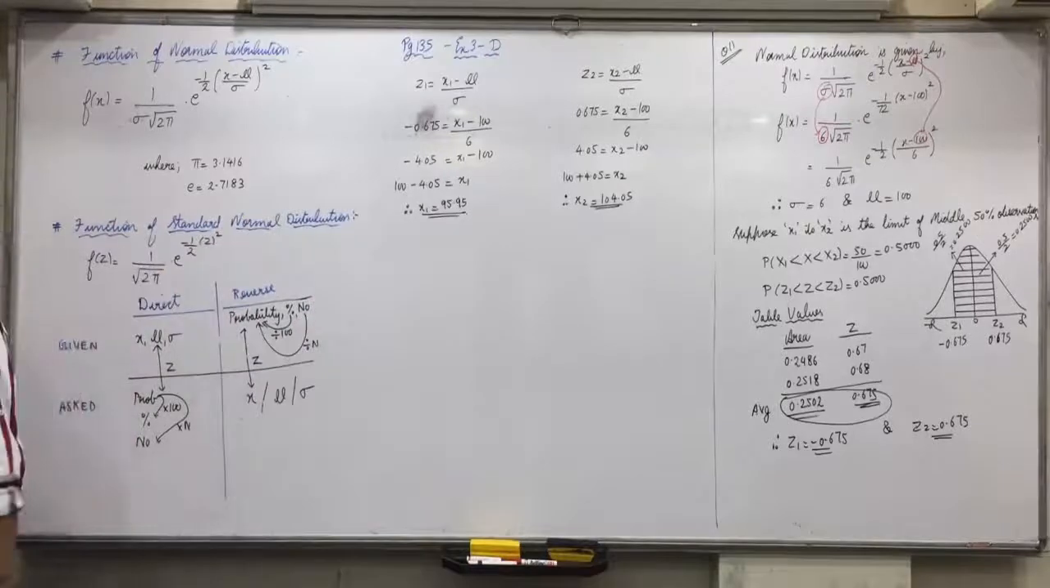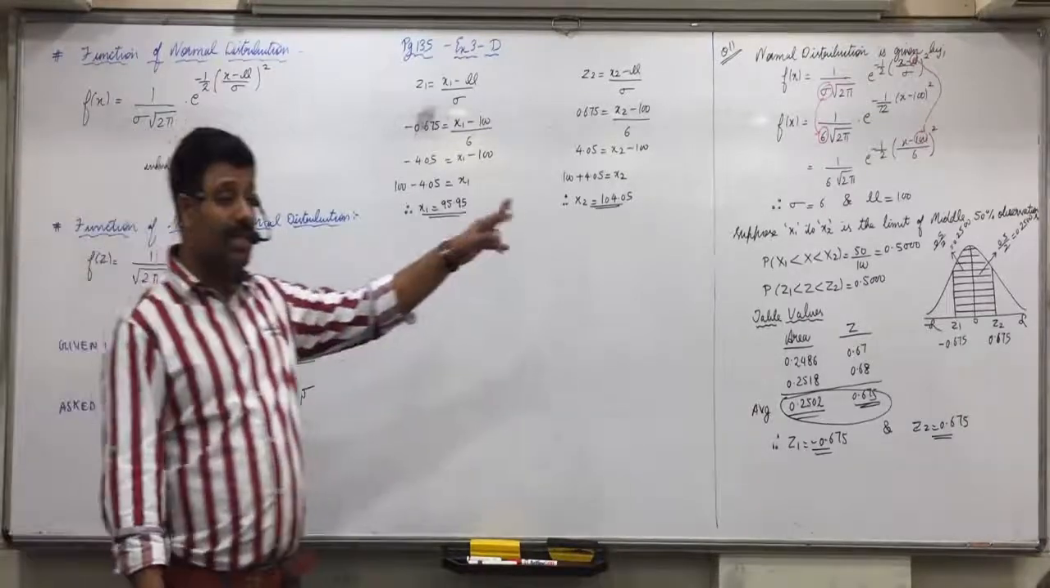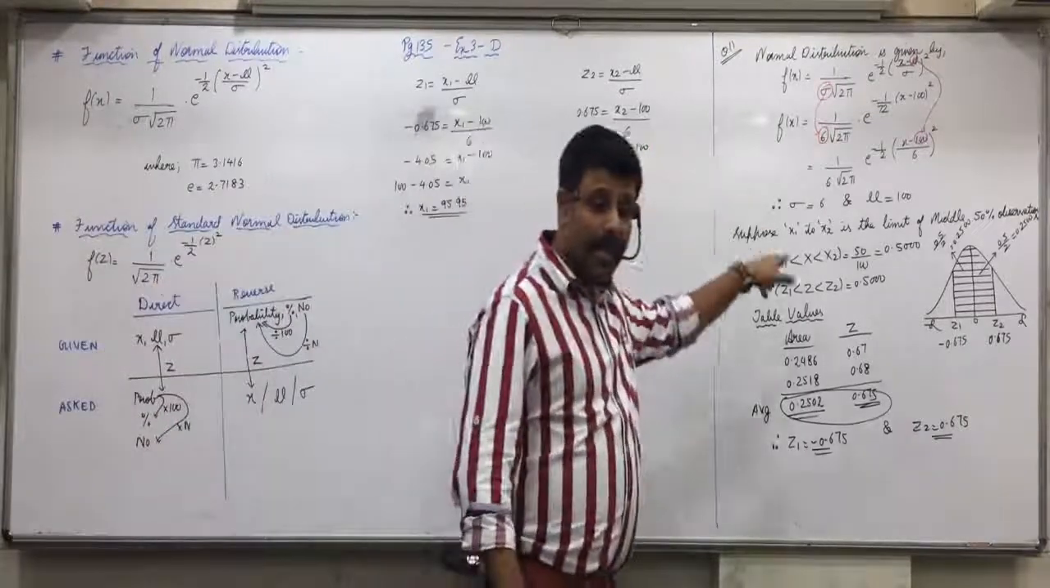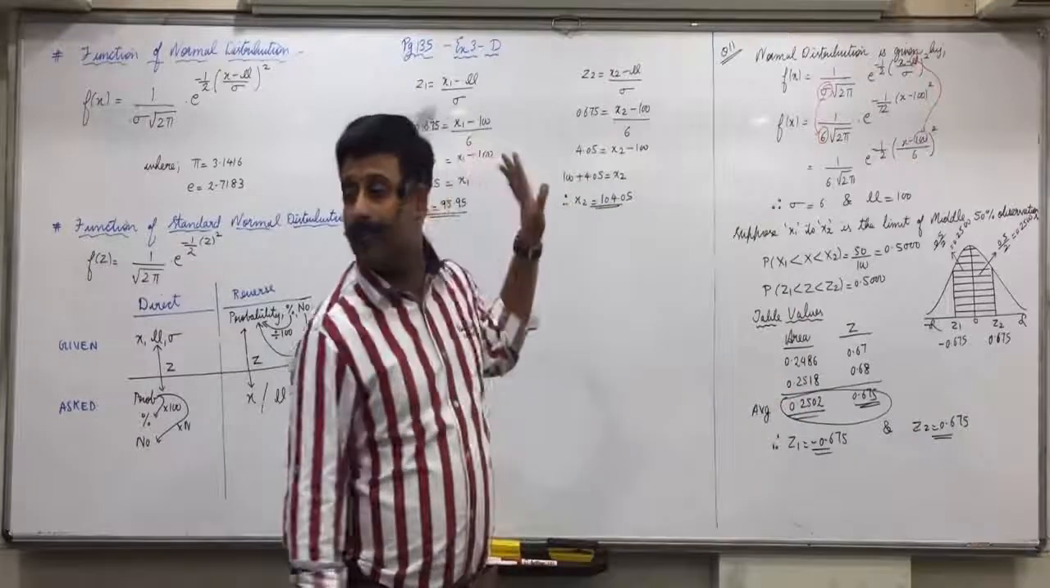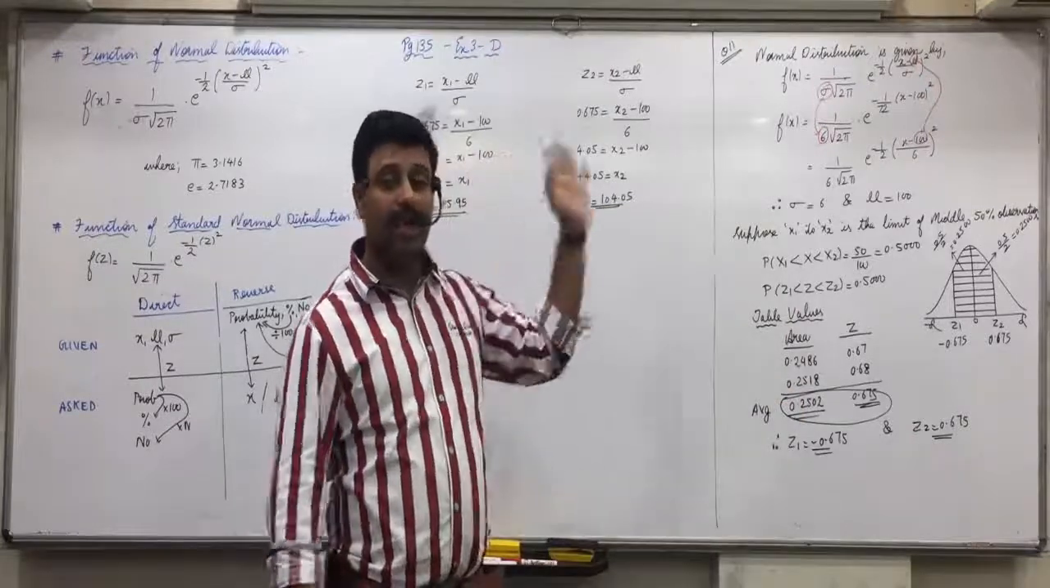Next, estimate and then limits. What will you write? x1 to x2. That includes exactly the middle 95.45% of the observations. So after we obtain mu and sigma, then the procedure is exactly the same. Did everyone understand? So it's a mixture of 10 and 11.